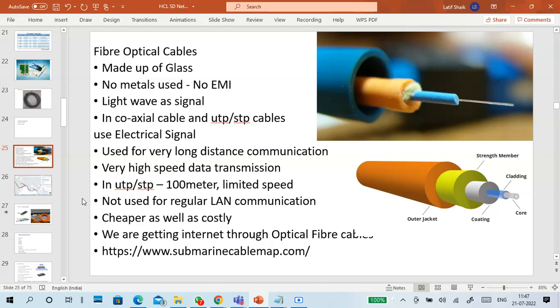Because you are saying it is cheaper, it is made up of glass. Glass is made up of sand and limestone. Fiber optic cables are made up of glass, so it is cheaper, not any kind of metal. Copper is a very valuable material. With copper only, we build so many things.